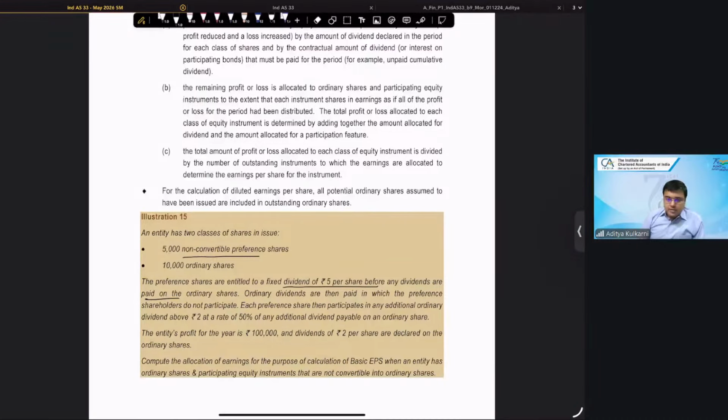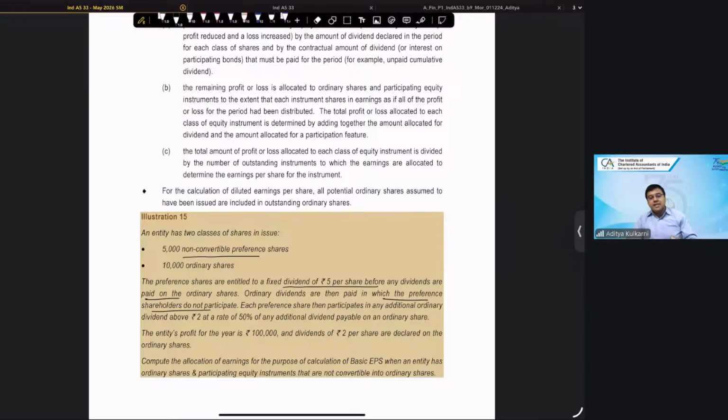Ordinary dividends are then paid, in which the preference shareholders do not participate. So from the total profit pool, first you will have the preference dividend. That is gone, and you have some profits left. From those profits, you pay equity shareholders. In that distribution to equity shareholders, preference shareholders will not participate. Obviously, how will they? They have already received theirs. This is only for the equity shareholders.